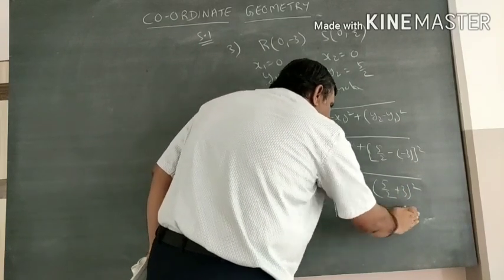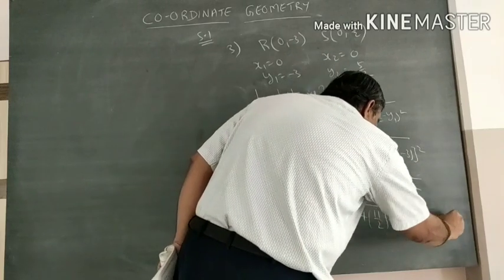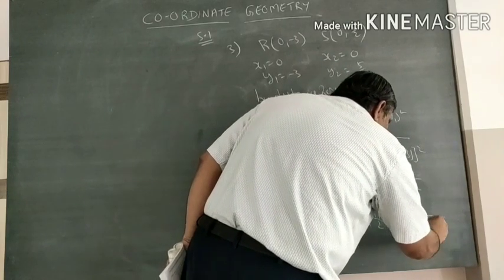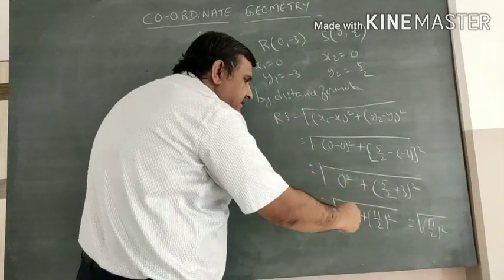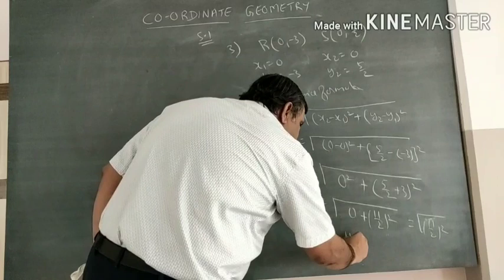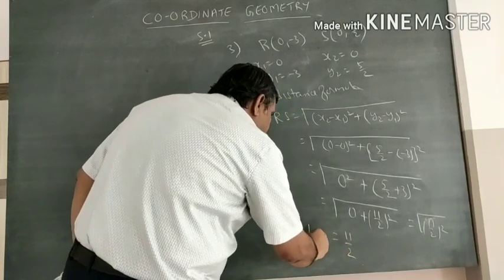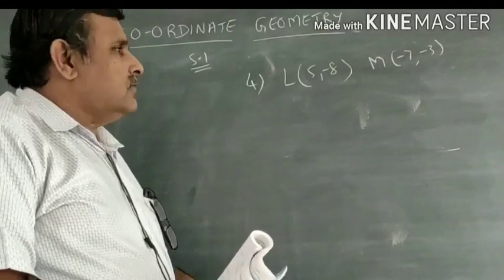square. It is equal to under root 11 upon 2 square. What is square root of square? This square and square root will get cancelled. Our answer will get RS is equal to, take our fourth sum.